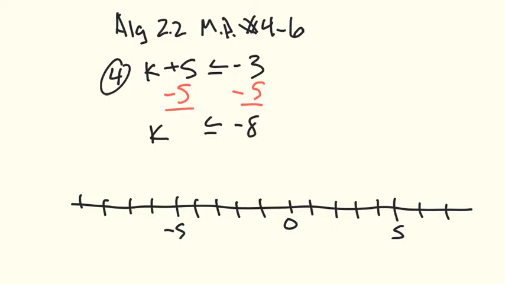So let's take a look here. We've got negative 5, 6, 7, 8, and we're interested in all the numbers that could be substituted for k that would be less than negative 8, so our arrow should go off in this direction to the left that covers the numbers that are less than negative 8. And since k is less than or equal to negative 8, we're going to fill in the circle here that covers up the negative 8, because negative 8 is part of the solution.